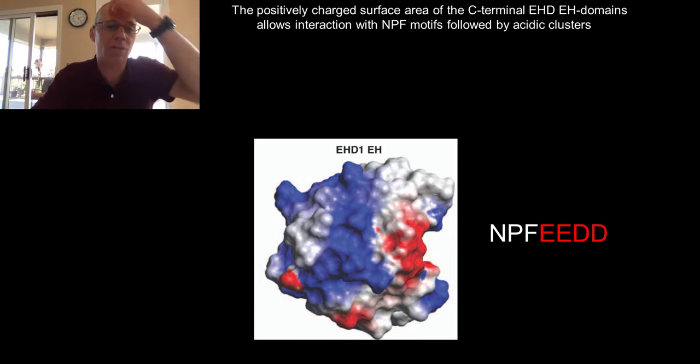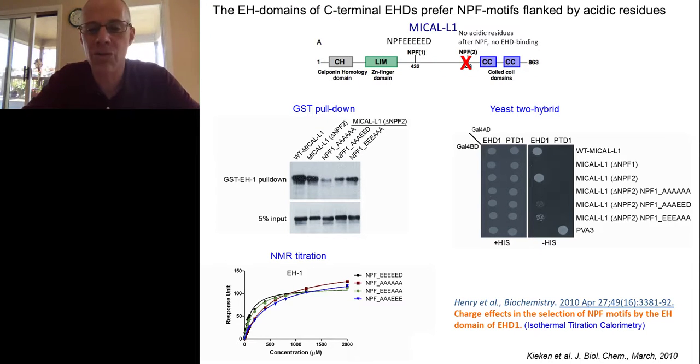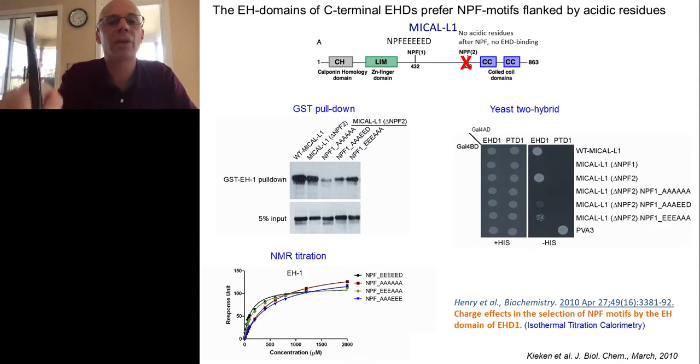And one of the students in my laboratory at the time, Mehek Sharma, who now has a lab of her own, was able to show an interaction between EHD1 and a new protein that hadn't really been characterized yet called MICAL-L1. And interestingly, MICAL-L1 has not 1 but 2 NPF motifs, and one of those NPF motifs, but not the other one, had no less than 6 acidic residues following the NPF motif.